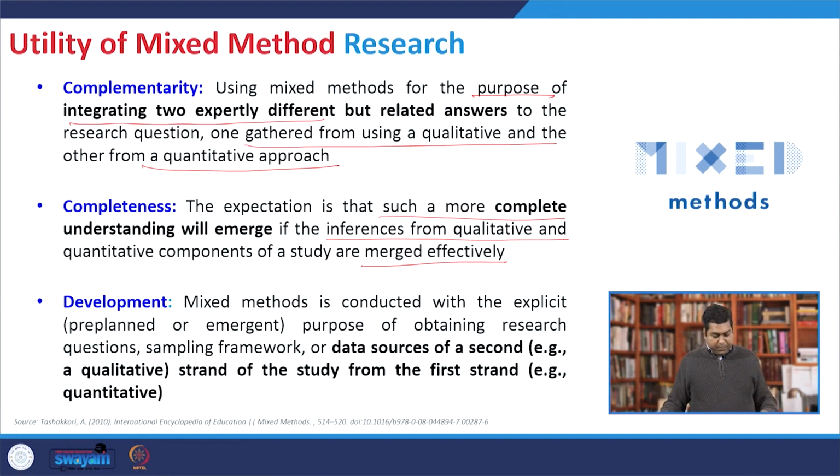Next pointer is the development. So, mixed method is conducted with an explicit, pre-planned or emergent purpose of obtaining research questions, sampling framework, or data sources for a second strand, the second part of your study, that is qualitative in nature, from the first strand which is quantitative. So, whether you take the quantitative approach first or the qualitative approach first, it will depend on your research questions, but it is where you try to develop the understanding out of the two in a meaningful way.